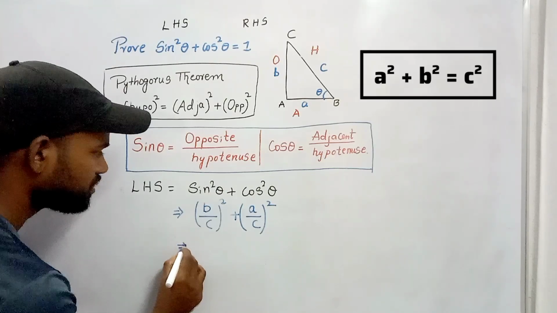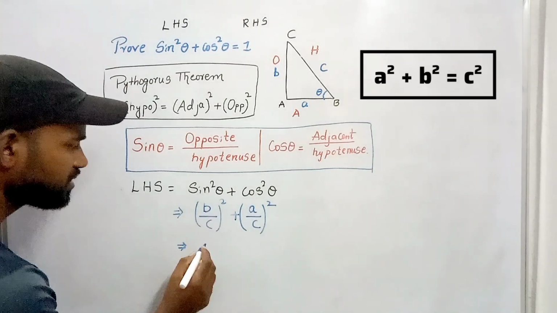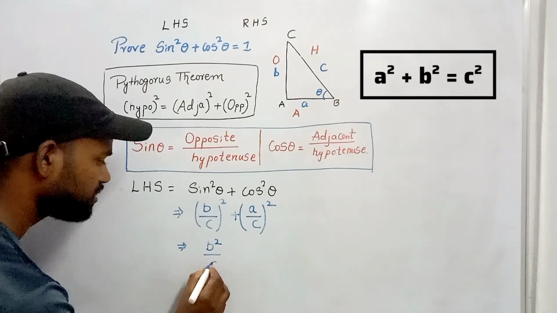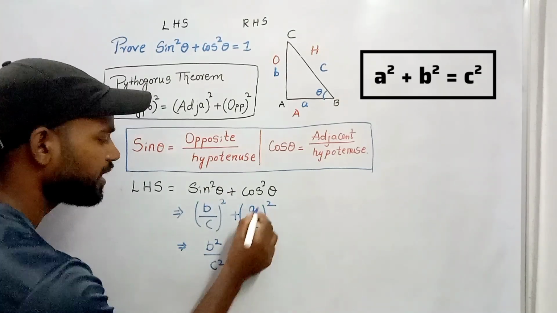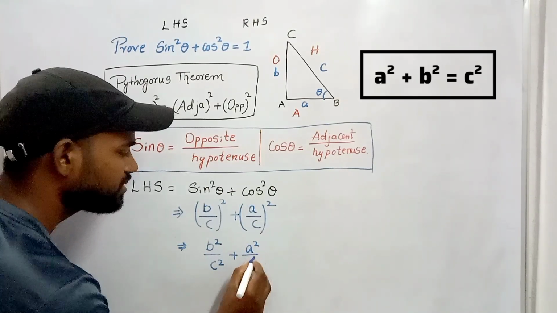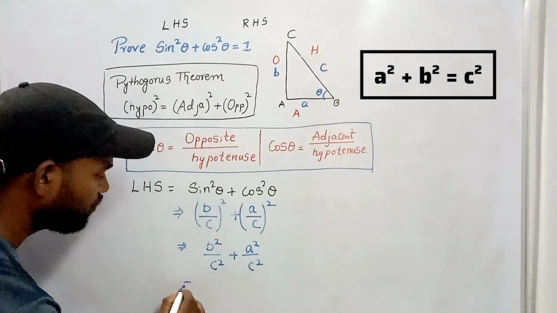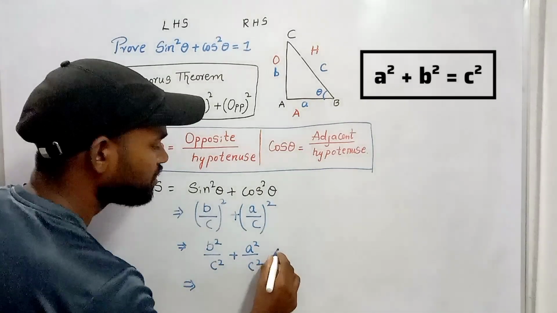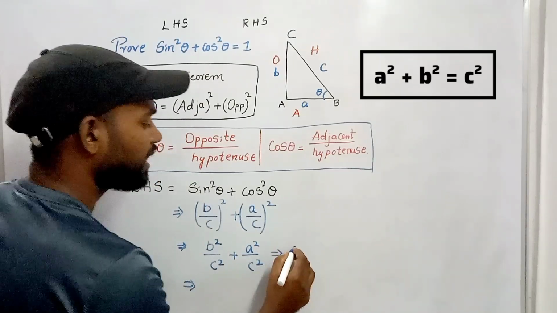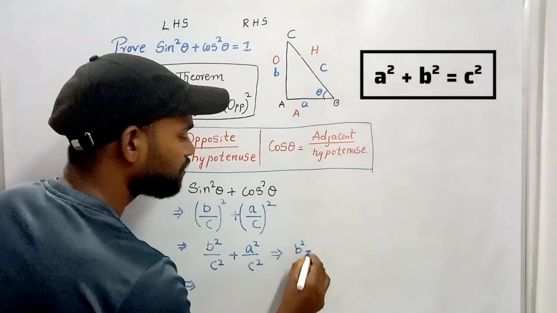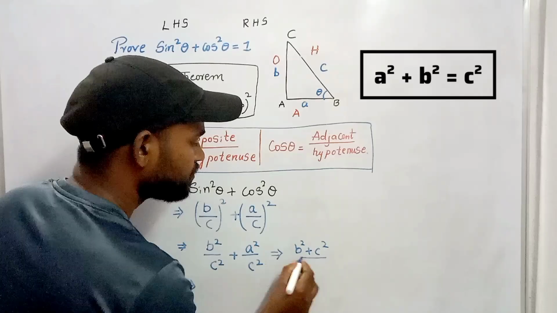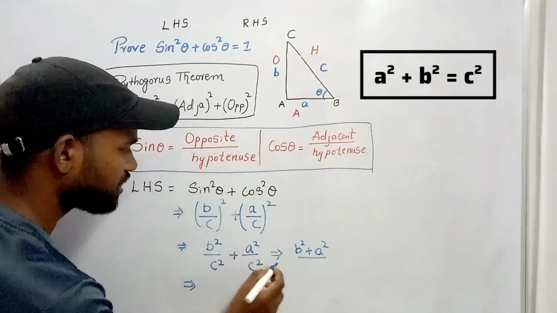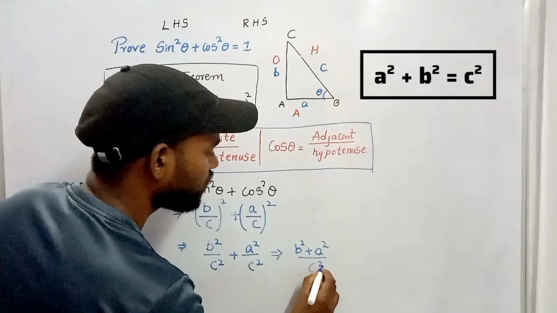Next step, just apply the square inside. So b square by c square plus a square by c square. Right. Now here the denominators are the same, so how can I write it? A square plus b square by c square.